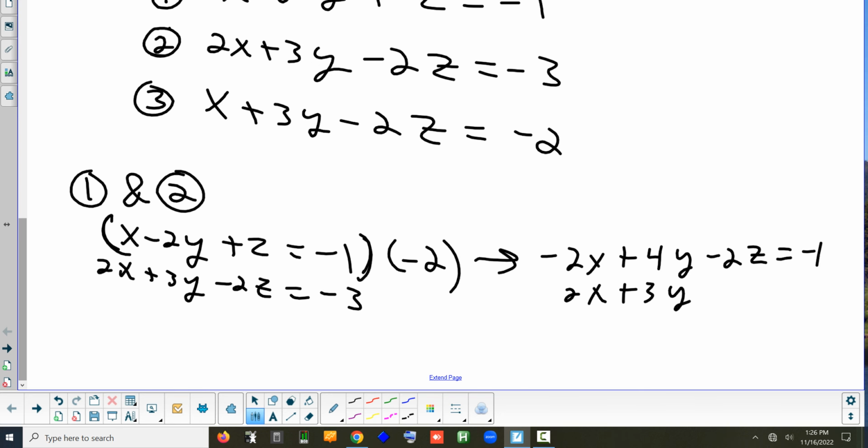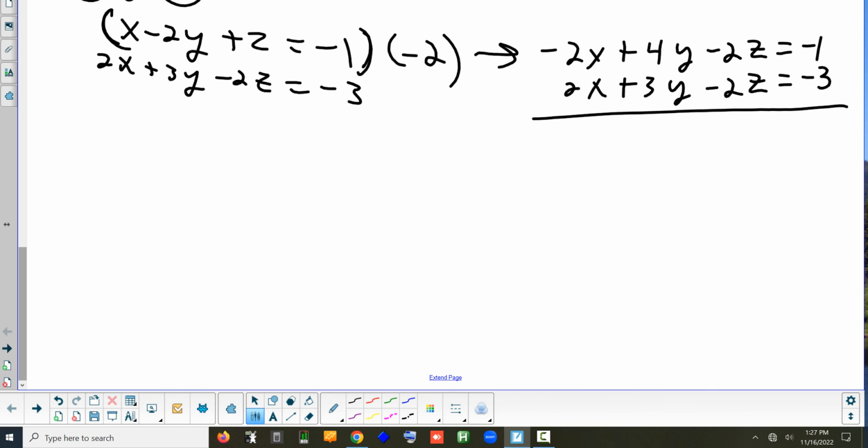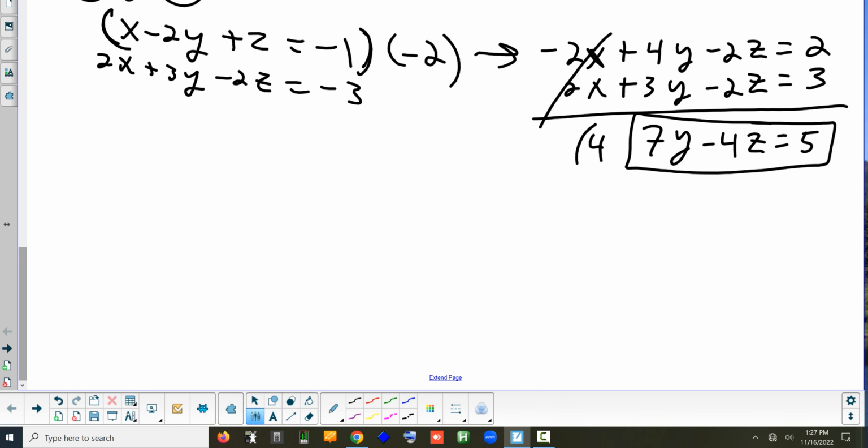So Jackson, when I add these up, can you tell me what I get for my new equation? Let me double check everything here. One second. No, that's right. That should be a 2. Thank you. So we caught that before anything went wrong, which is good. Can you tell me now what I get when I add them up? 7y minus 4z equals 5. 7y, the x's are gone. So he said 7y minus 4z equals 5. Perfect. We're going to call that equation 4.